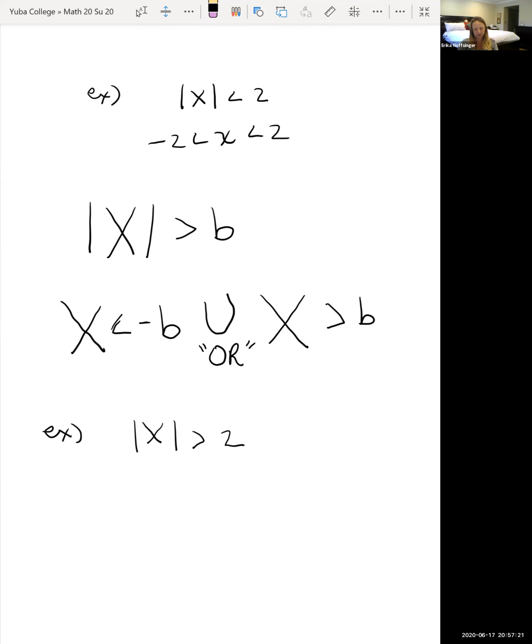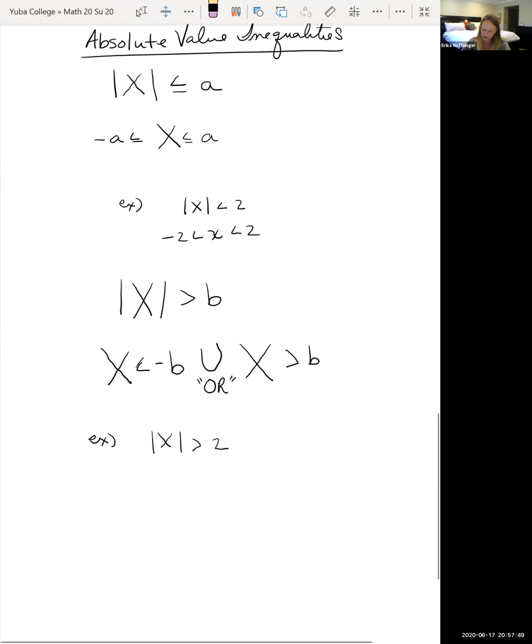If I choose any number bigger than 2, well, absolute value of that positive number is bigger than that, so it works. Where if you had chosen a number that doesn't fall in this set, so that would be anything in between -2 and 2, that would give me back something that doesn't work. So for instance, 0 is in between -2 and 2, and the absolute value of 0, which is 0, is not bigger than 2.